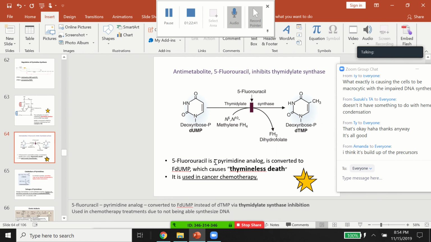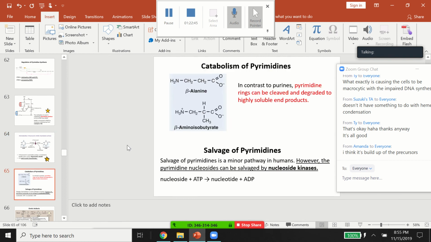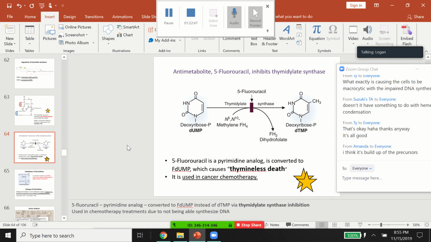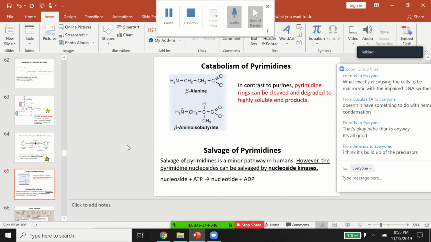So therefore, it's used in cancer chemotherapy quite often because of that reason. So 5-fluorouracil, know what it inhibits, know that it leads to thymineless death. You don't really have to know that it's used in cancer chemotherapy, you'll know that with pharm.